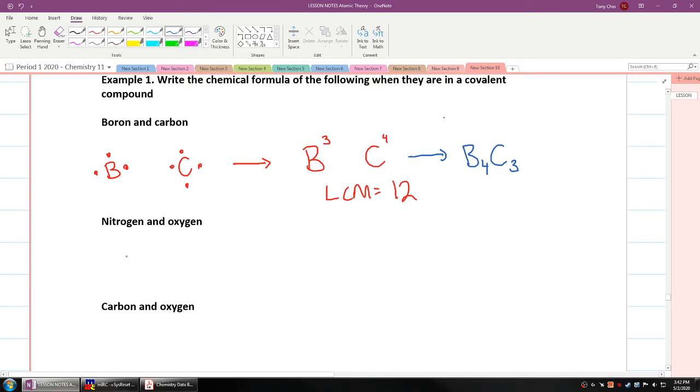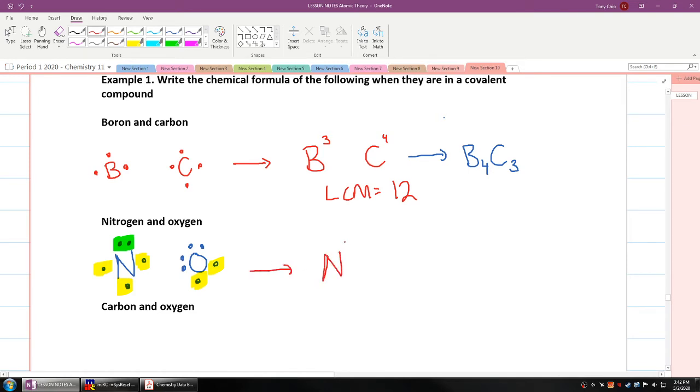Nitrogen and oxygen. If you drew the Lewis structure of nitrogen, you're going to see unpaired electrons. They're not paired because these are paired. These yellow ones I'm going to highlight are unpaired. So nitrogen has a valence of the atom of 3. Oxygen has a valence of atom of, in this case, 2.